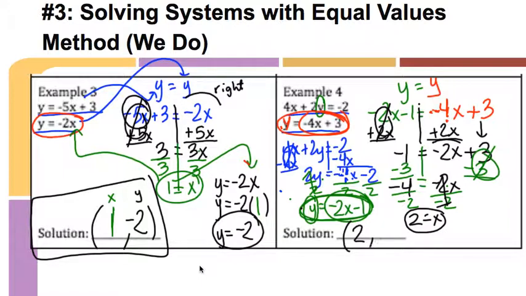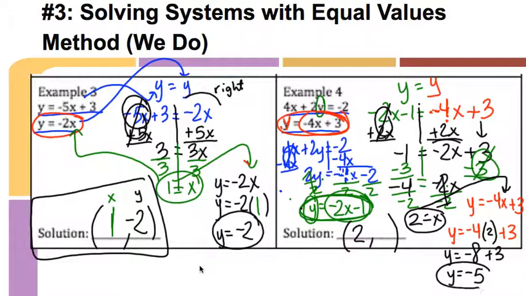My x value is positive 2. Now I need to figure out my y value. I can use either equation. So I'm going to use this red equation, y equals negative 4x plus 3. I'm going to substitute in x as 2. So that's now going to be y equals negative 4 multiplied by 2 plus 3. So that's y equals negative 8 plus 3, which is y equals negative 5. So my final answer, my solution, is 2 comma negative 5.